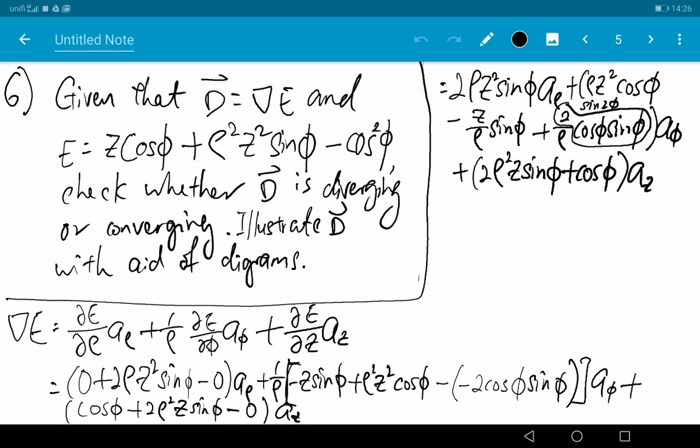Alright guys, again we're back to question number 6. Given that the vector field D equals the gradient of E, and E equals Z cos phi plus rho square Z square times sin square phi minus cos square phi, check whether the vector field D is diverging or converging. Illustrate D with a diagram.